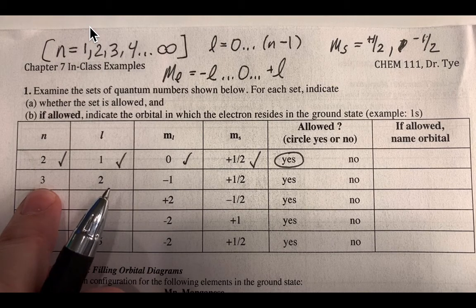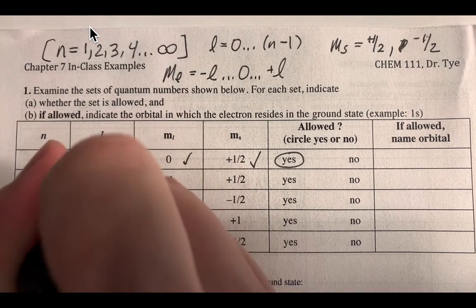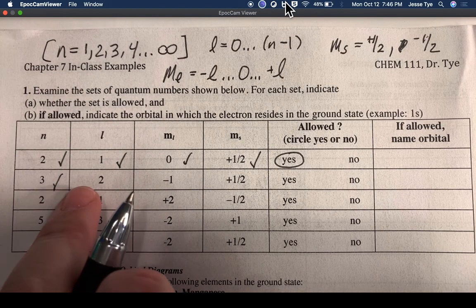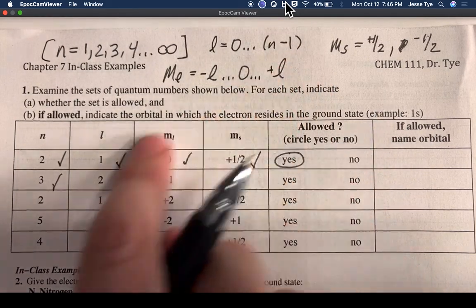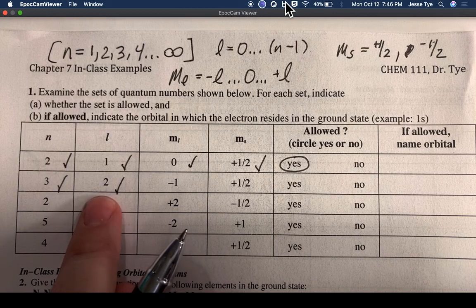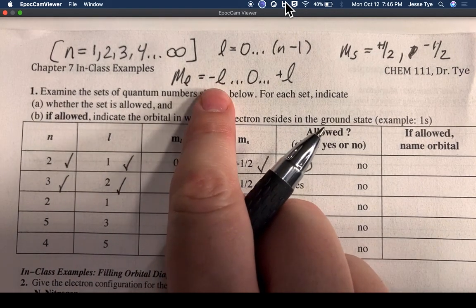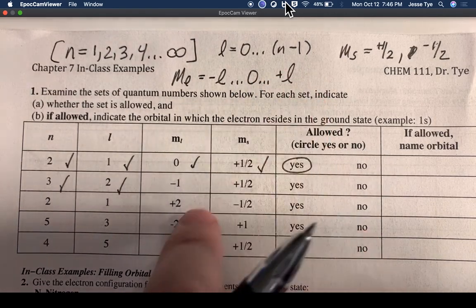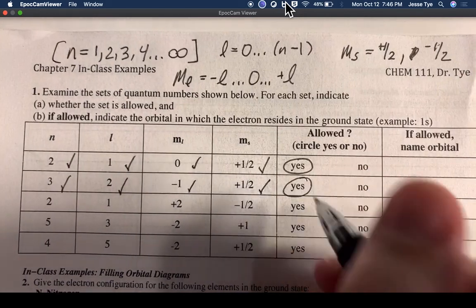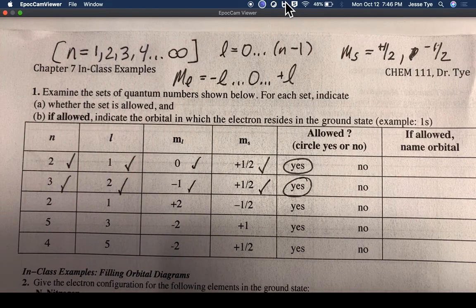All right, now let's start on the next one. So if n equals 3, yes, that's a good number. If n is equal to 3, L can go up to 3 minus 1, which is 2. So L equals 2 is also a good number. If L is equal to 2, then I go minus 2, minus 1, 0, plus 1, plus 2. So minus 1 is good. And then this can be plus or minus 1/2. So that configuration is also a good one.